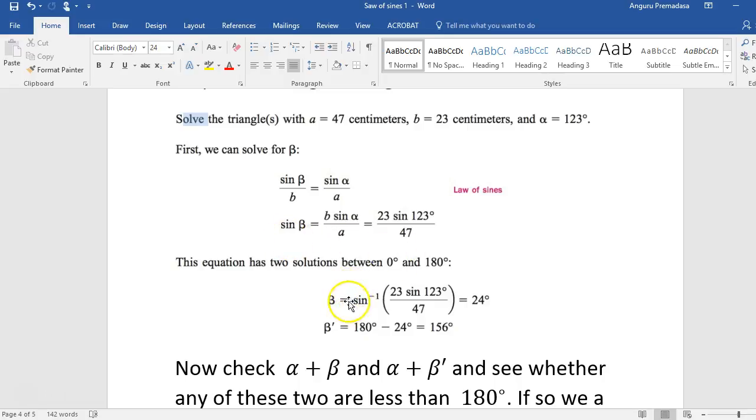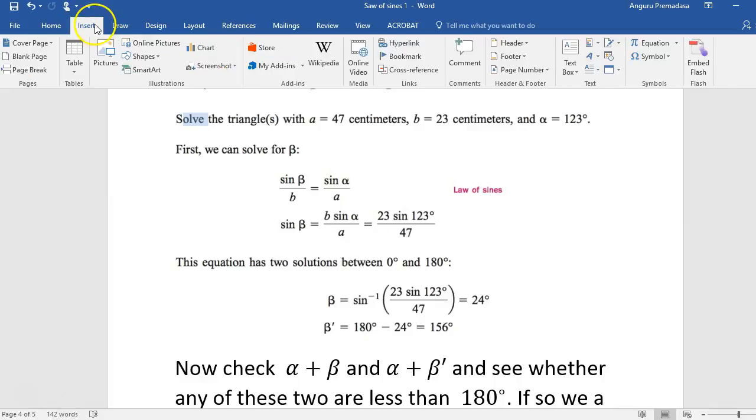So when we use a calculator, sine beta is equal to this, so beta is equal to whatever you find using a calculator, right? You put the sine inverse and it will give you 24. But if you remember the unit circle, sine is positive in two quadrants, quadrant 1 and quadrant 2.